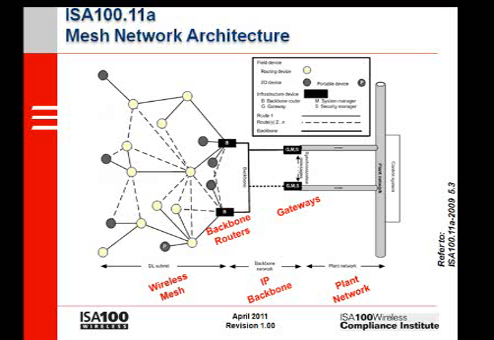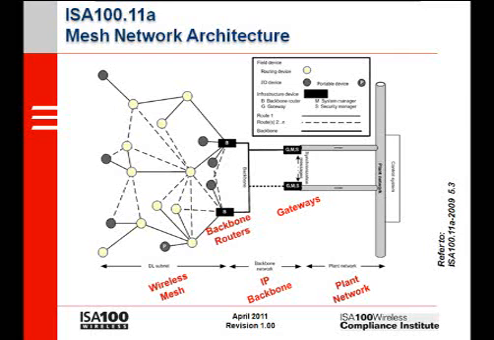Now, let's look at the network itself. This diagram is copied from the standard. It shows a wireless mesh network on the left, a backbone network in the middle, and a plant network on the right. In this configuration, there are two types of ISA100 infrastructure devices.